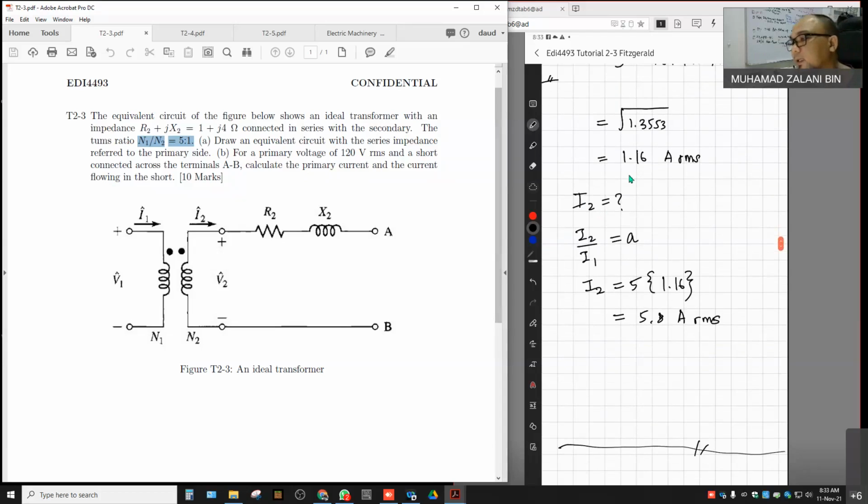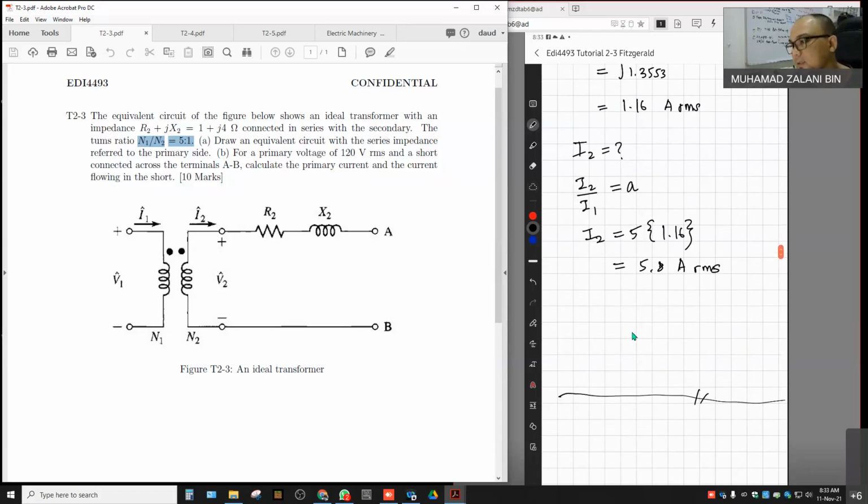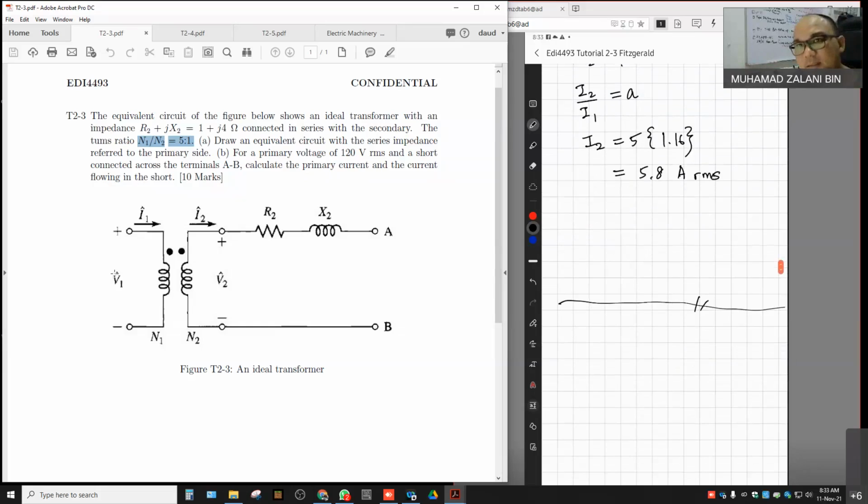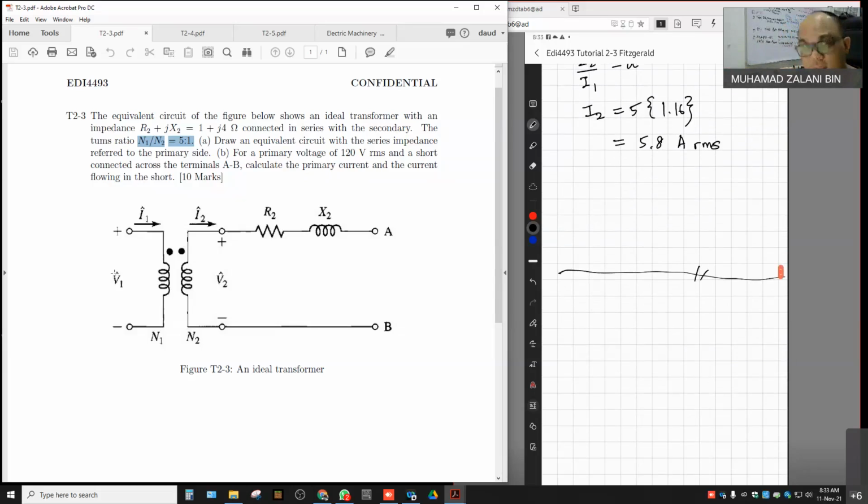So the current at the primary side is 1.16. Current at the secondary side is larger, which is 5.8. Tak sama macam voltage sebab the idea is to maintain, to make sure that the power can be kept constant. Power at the primary will be kept constant. Power is V times I, right? So you want to make V times I itu constant, whether it's primary or secondary, conservation of energy or power. So that is why current, bila voltage drop, current akan naik.